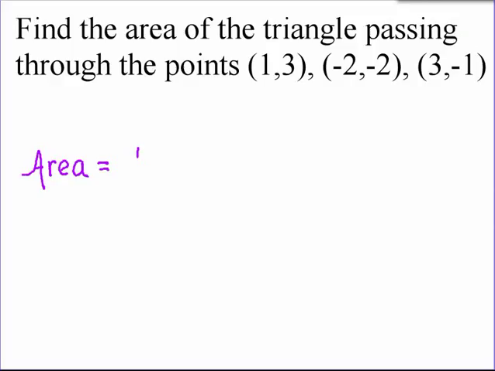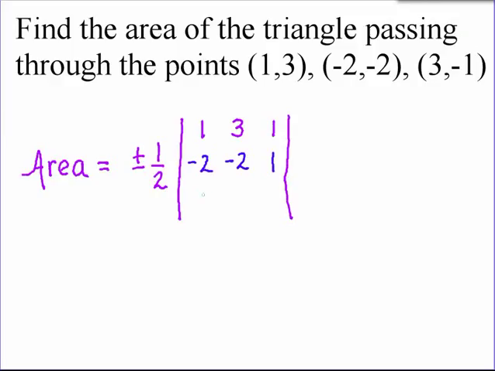So the area in this case will equal plus or minus 1/2. And then what I need to do here is put in point 1. Point 1 is 1, 3, 1. Now I'm going to put in point 2: -2, -2, 1. And then I'm going to put in point 3: 3, -1, 1. So make sure you get that down. 1, 3, 1, -2, -2, 1, and 3, -1, 1.